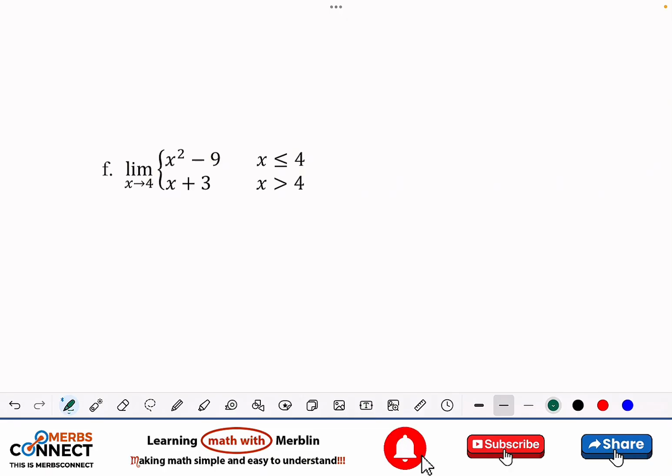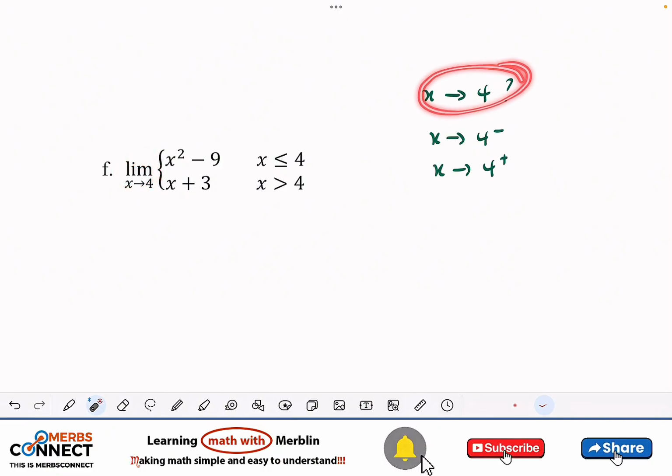Oh, let's look at the F. Now F, we want to look at limit as x is approaching 4. But we have two functions. Remember, anytime we talk about limit as x is approaching something, like limit x is approaching 4, for us to conclude on this, we need to look at limit as x is approaching 4 from the left and limit as x is approaching 4 from the right. So for us to conclude on this limit here, we need to conclude on this and that. So now let's check that.